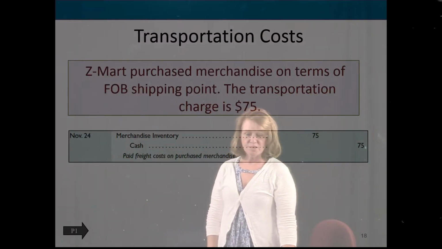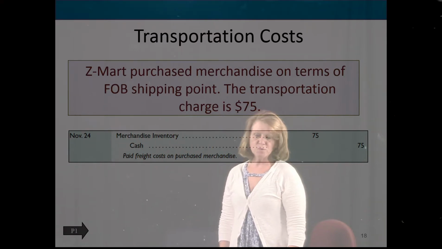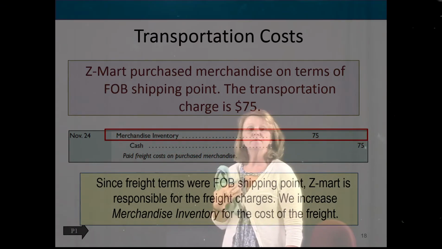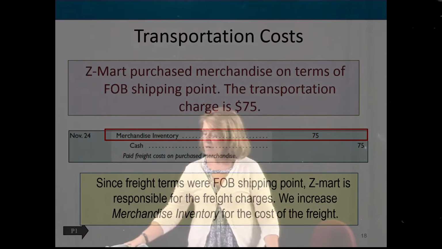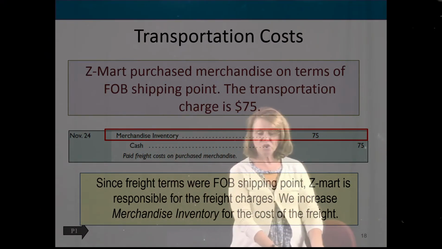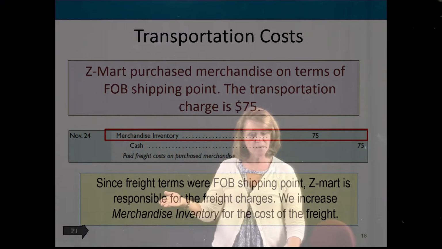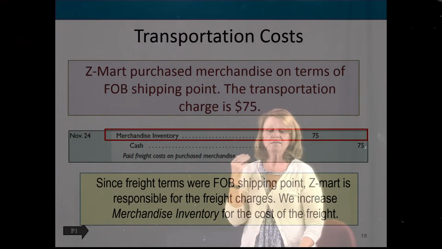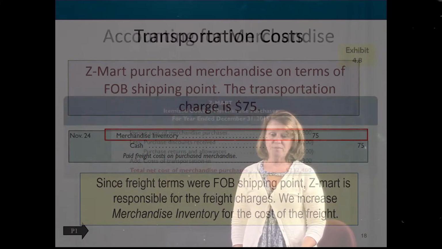Transportation costs, we just went through those. Debit merchandise inventory, credit cash. Since freight terms were FOB shipping point, it meant Zmart owned them from the moment they left the dock of the manufacturing company. It becomes part of the cost of merchandise, debit merchandise, credit cash.